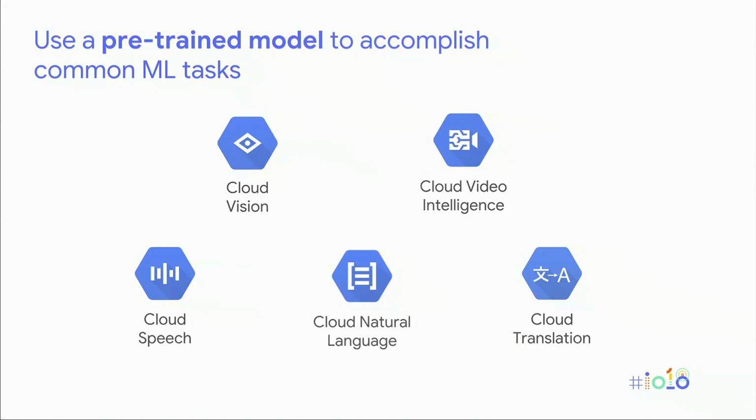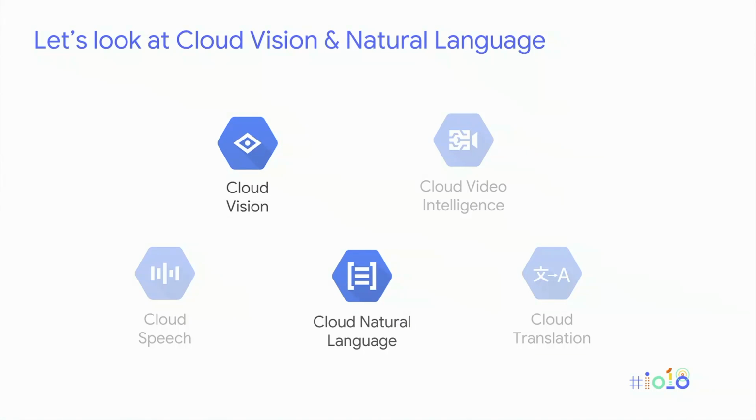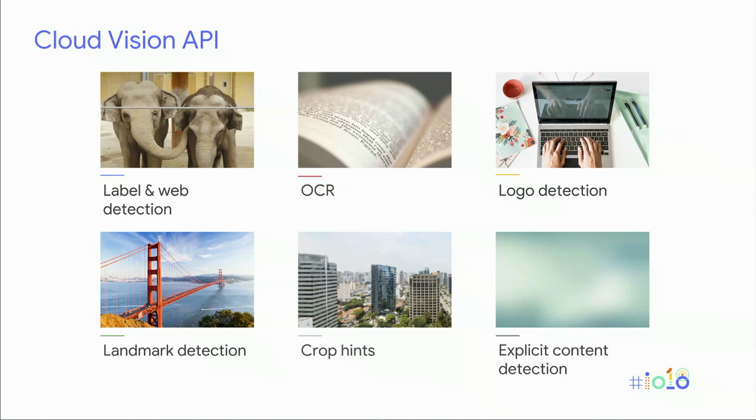On Google Cloud Platform, we have 5 APIs that give you access to pre-trained models to accomplish common machine learning tasks. So they let you do things like analyzing images, analyzing videos, converting audio to text, analyzing that text further, and then translating that text. I'm going to show you just 2 of them today. So let's start with Cloud Vision. This is everything the Vision API lets you do. So at its core, the Vision API provides label detection.